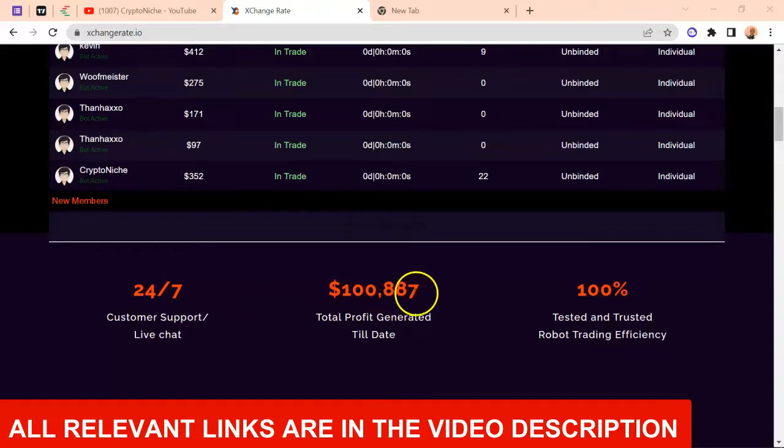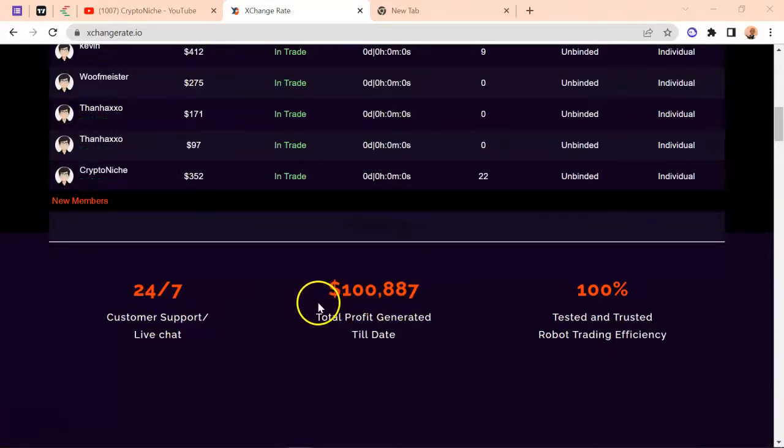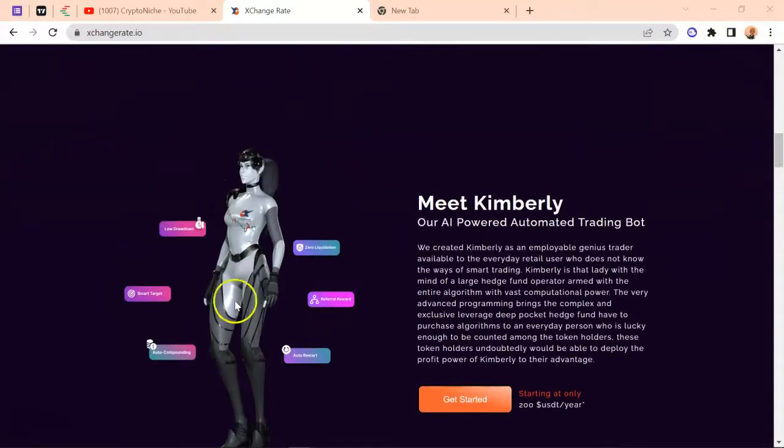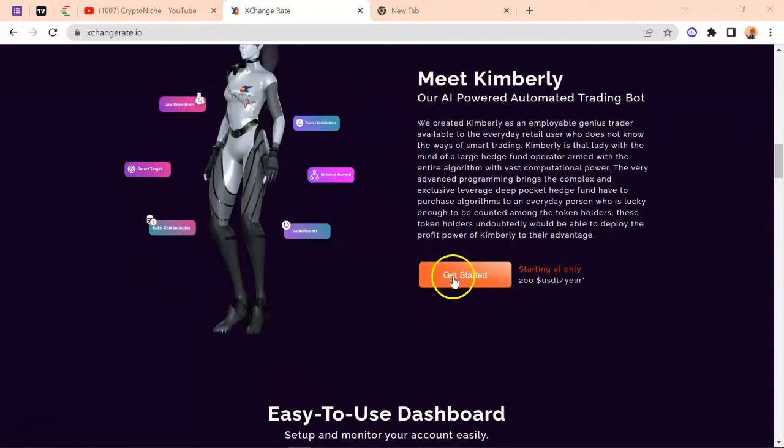So far, people have already made a profit of over $100,000 on the platform. Then this is the bot. The bot is wearing a new look, as you can see from here. This is Kimberly, that's the name of the bot, Miss Kimberly. By the time they actually launch fully, the monthly subscription has been reduced to $200 per USDT. I think it's per month. But here is not realistic actually, because these guys are paying a lot of money for their server.